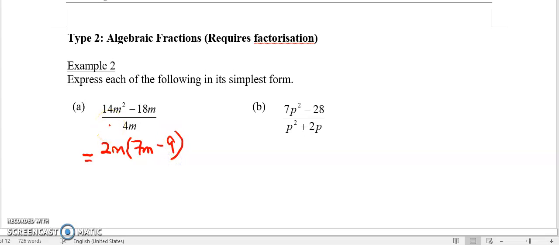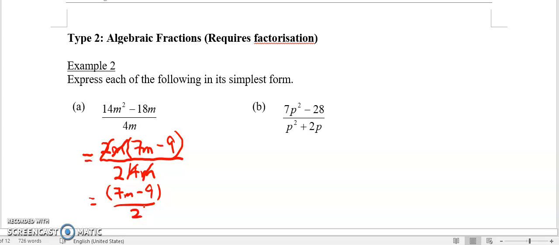How to check if your factorization is correct? You can multiply 2m back into both terms in the bracket to see if you get back the original expression in the question. In the denominator, it will remain as 4m. After factorizing, it's much easier for us to identify how we can simplify the terms on top and below. Between m and m, of course, we can cancel it away, and 2 and 4. So in the denominator, we will be left with 2. So the answer for A, we will get 7m minus 9 over 2.